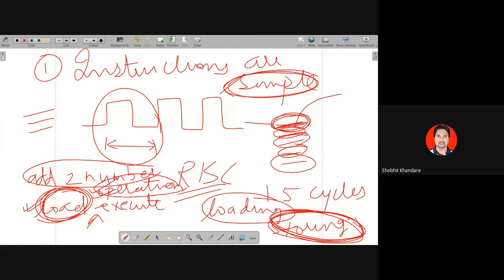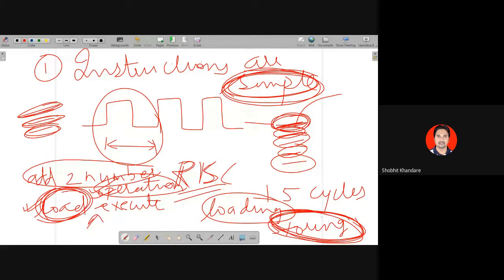Okay, so simple means this instruction will actually load, this instruction will actually do the addition, and this instruction will actually store the result back into the memory. So to carry out every task, you have a separate instruction. That is also the meaning of simple. So that is why under the reduced instruction set computer, the instructions are simple.